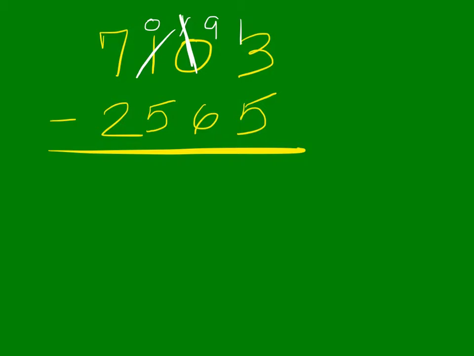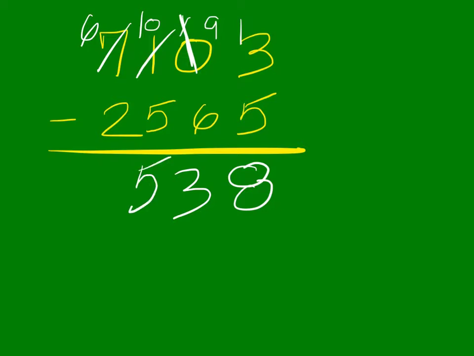So 13 minus 5 is 8. And now we have 9 minus 6. That's 3. But don't forget over here we have a 0. So we're going to have to borrow from this and make that 6. And this is a 1. So 10 minus 5 is 5, and then 6 minus 2 is going to be 4. 4,538.